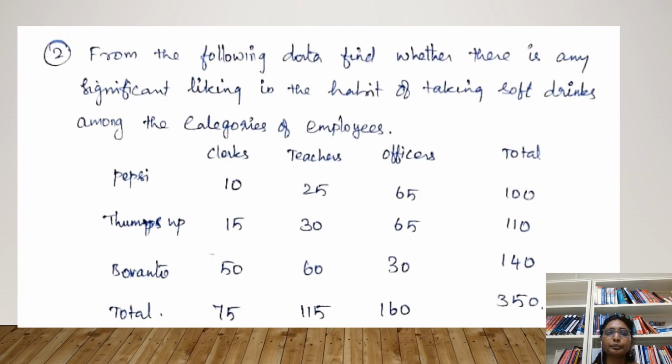And one more problem. From the following data, find whether there is any significant liking in the habit of taking soft drinks among the categories of employees. So they have given different types of employees: clerks, teachers, and officers, and the soft drinks like Pepsi, Thumbs Up, Bovonto, like that. The row-wise total and column-wise total. Here they have 3 attributes row-wise and 3 attributes column-wise.